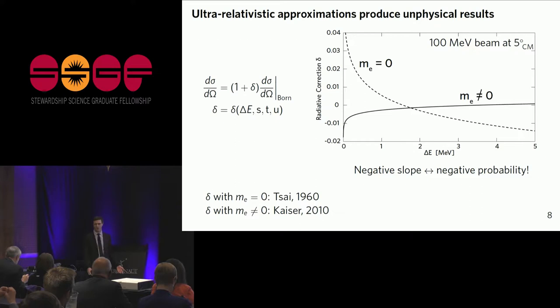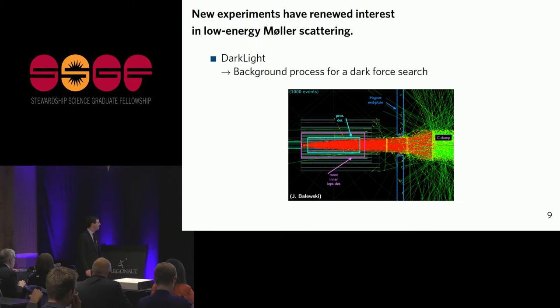So again, the first calculation of this radiative correction was 1960, and only in 2010 did someone actually fix it. All through LEP and SLAC, no one ever needed it. So nowadays, we really start to care about that.